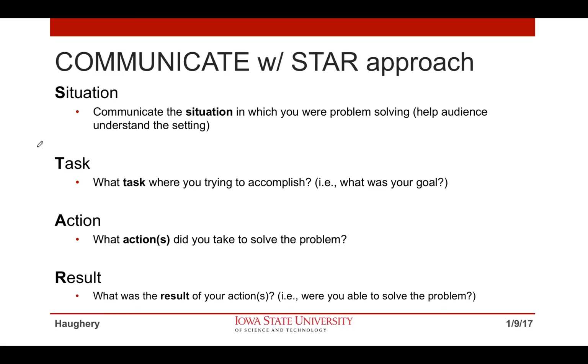And so it has 4 parts, S being the situation in which our problem solving took place. This helps the audience understand the setting and really kind of orient them to what we're about to talk about. Then there's the task. What was it that we were trying to accomplish? And this really gets at what our goal is or was in the problem solving. Then the action. What did we do to solve the problem? Or what were the things that we tried to do to solve the problem? And then key, the result. What was the outcome, or how well did we solve our problem?